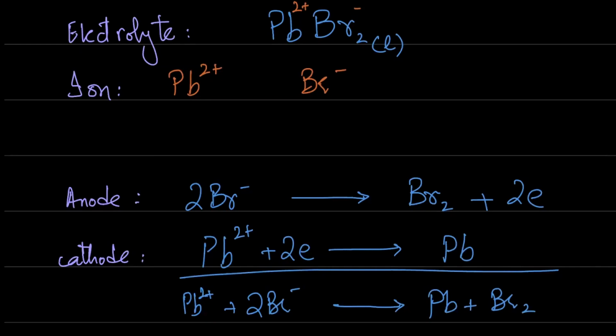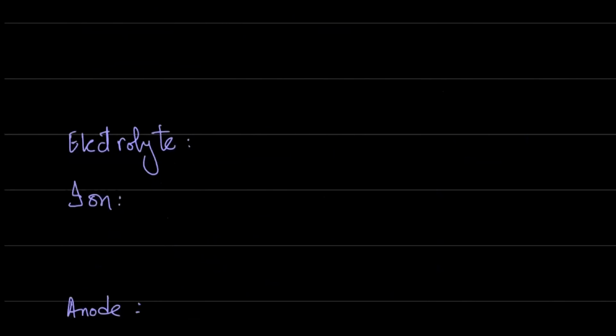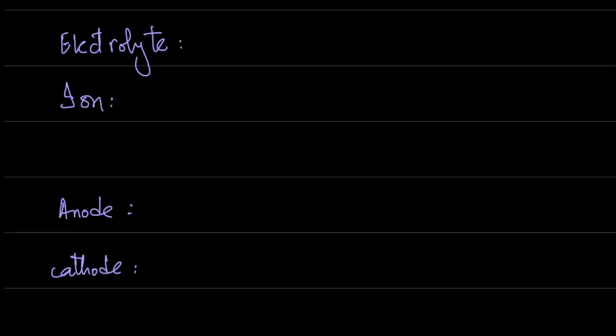Let's try one more. Now I have, again, same graphite here mere paas. I now have sodium chloride, but in aqueous form. What ions will I get? Obviously, sodium chloride is going to give me sodium ions, chloride ions, but water will also form ions and will give me H positive and OH negative ions.